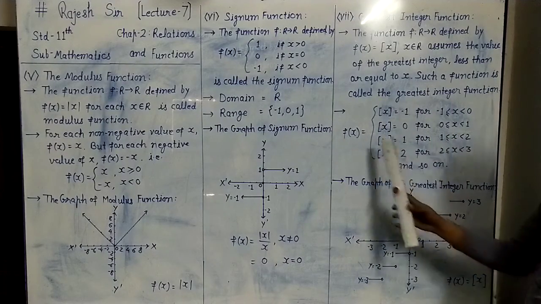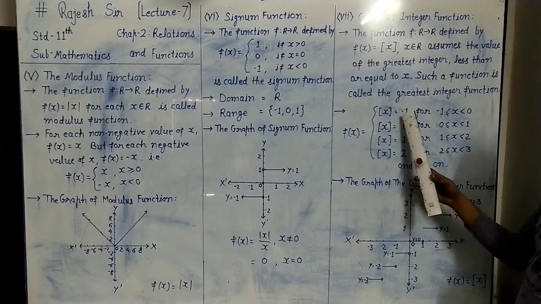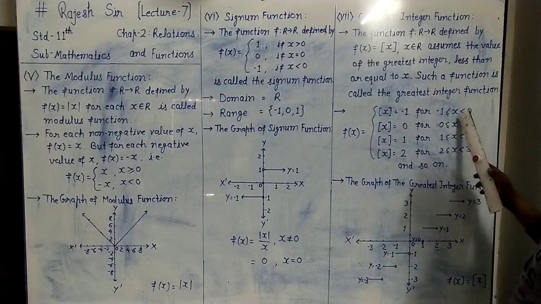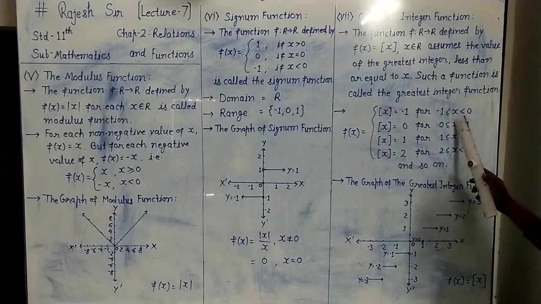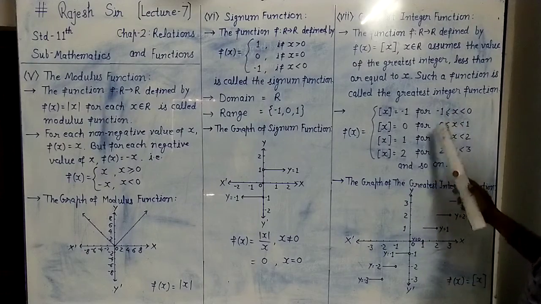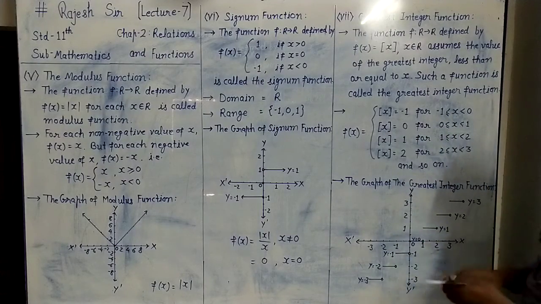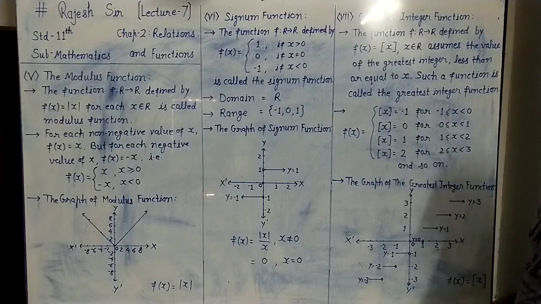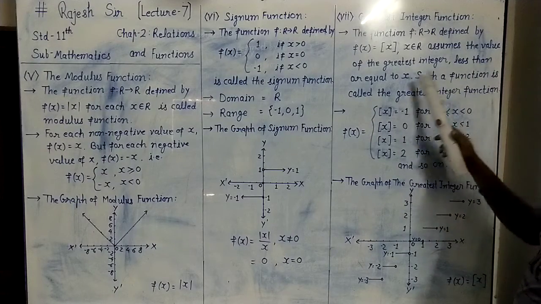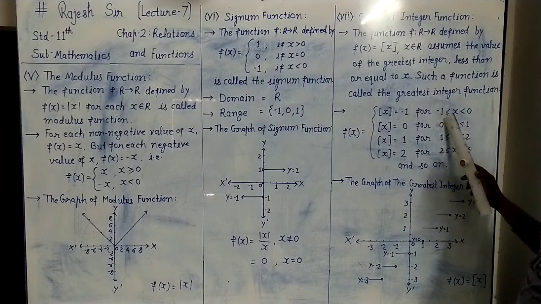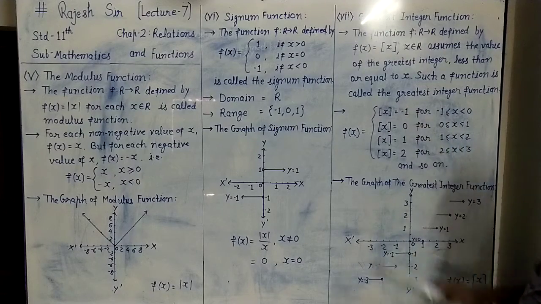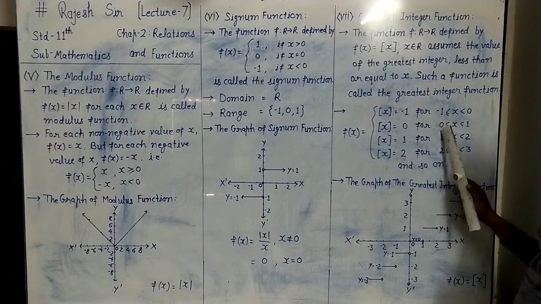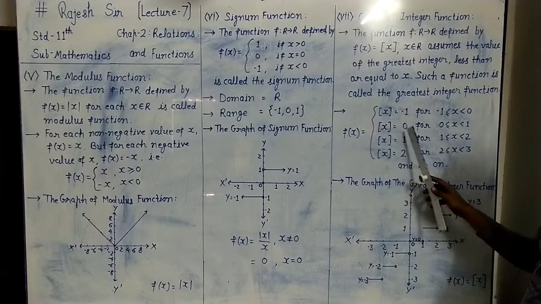You understand from this, f(x) = [x] will give minus 1 for all x with minus 1 less than or equal to x less than 0. For all the real values of x which are less than 0 but greater than or equal to minus 1, the greatest integer is minus 1. For x between 0 and 1, with 0 less than or equal to x, the integer x gives 0.